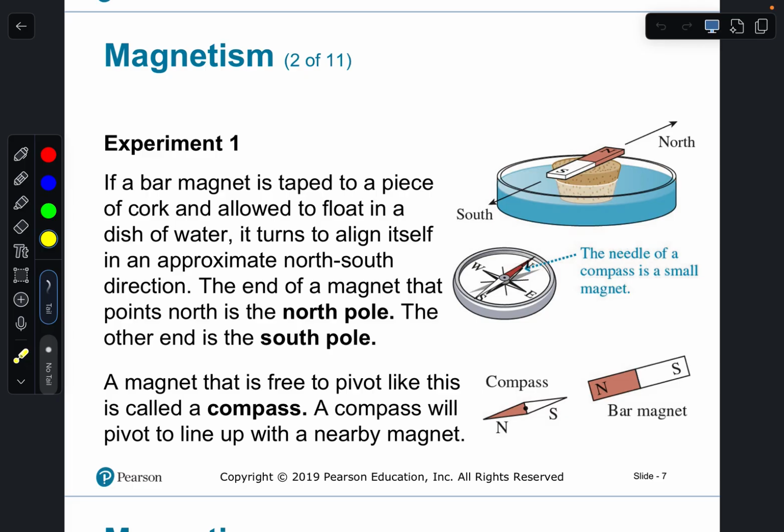Magnetic objects can feel magnetic fields, and there's a force on that object as a result.